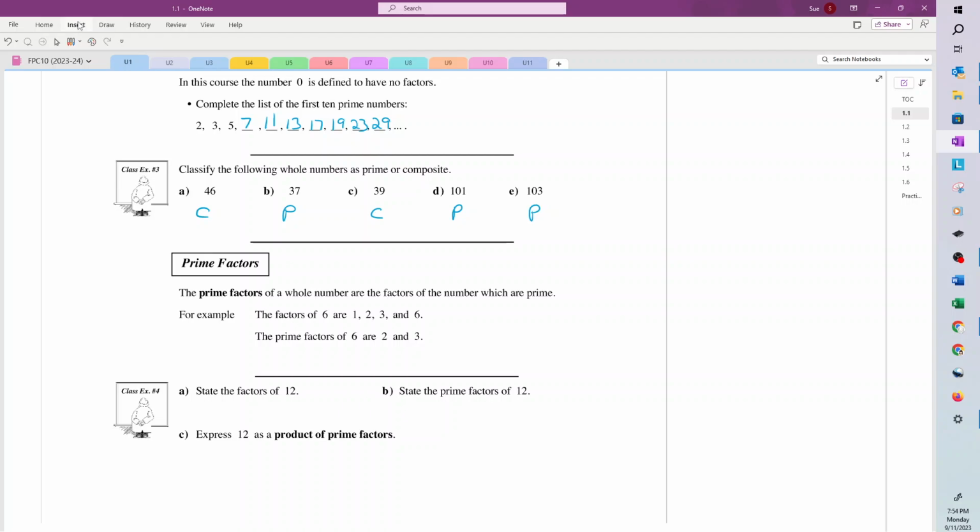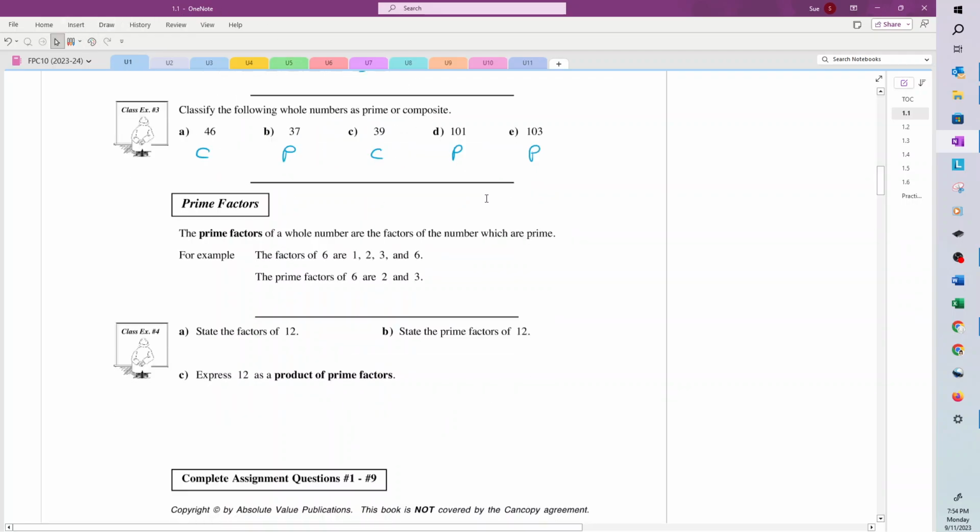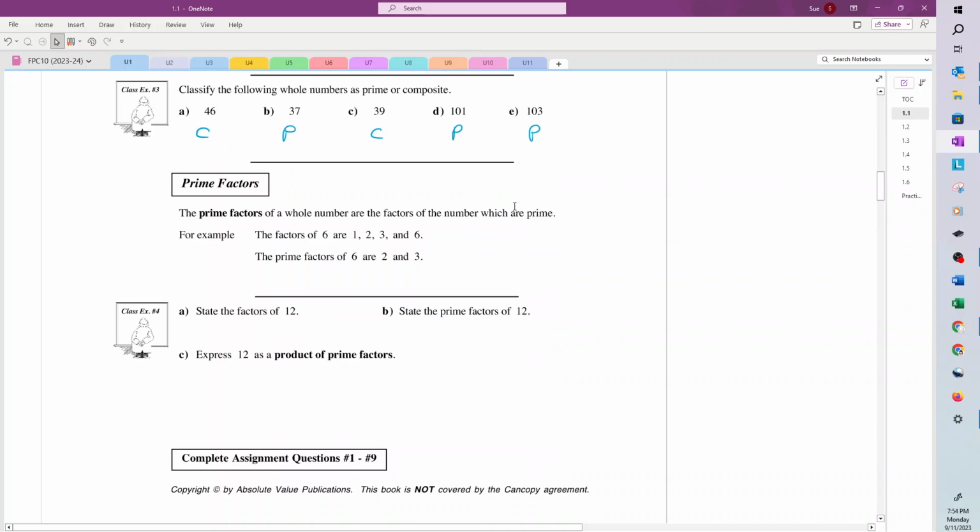Let's talk about prime factors. Prime factors of a whole number are those factors which are prime. So in this example, we know that the factors of 6 are 1, 2, 3, and 6. And the only prime numbers in there are 2 and 3. So those are the prime factors.